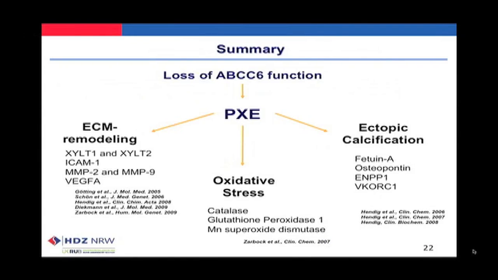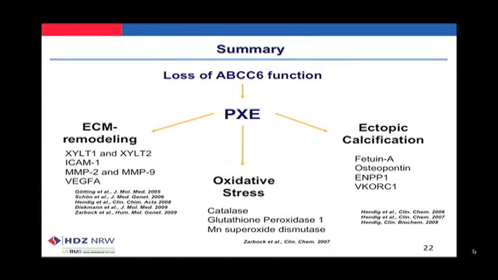Okay, next slide, please. Okay, now I would like to summarize that we have looked at several genes which might affect PXE manifestation or disease severity. The gene products of them might serve as biomarkers if they are suitable for measurement in blood, for instance Fetuin-A, VEGFA, Osteopontin, and several other things. But we did not find until now a factor which is very typical for PXE.